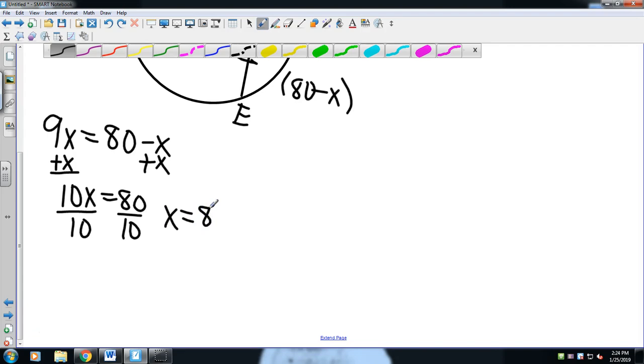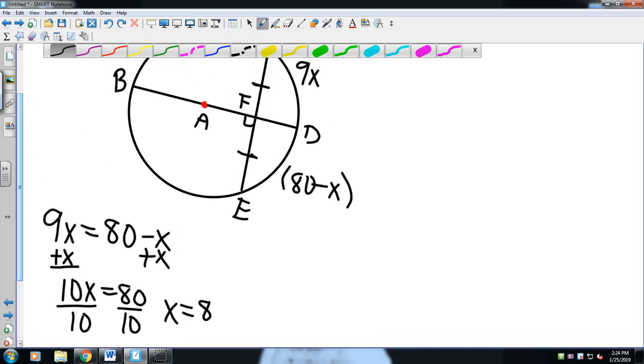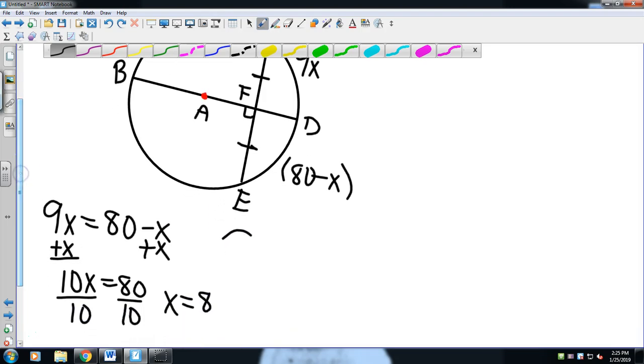Now, they might ask you for x. They might also ask you what the actual arc is. And so you can sub it back into either one of those, either 9 times 8 or 80 minus 8, whichever one you want to do. Either one of them would come up to be 72. So arc CD is equal to arc DE, which is equal to 72 degrees. Again, just depending on what they ask you, if they ask for x or for the value. And one more to go.